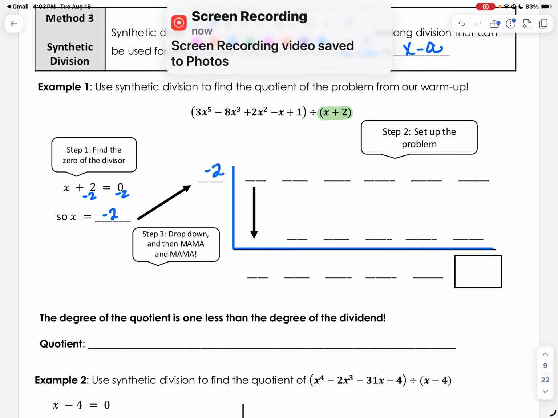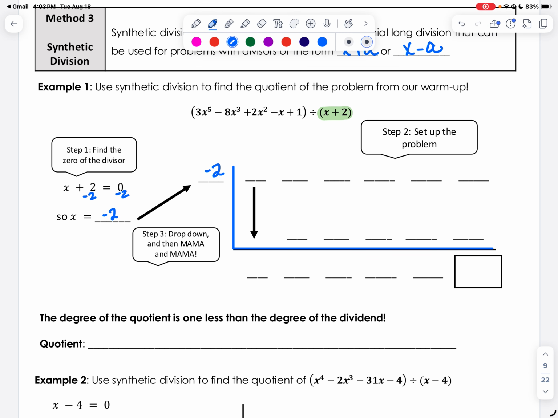And in the box, at the top, you're going to put your coefficients. So the coefficient for 3x to the 5 power is 3. So that would go first. Now, we're missing an x to the 4th term, so I'm going to have to fill in a 0 for the 0x to the 4th term. Then negative 8 for our x cubed term, positive 2 for our x squared term, negative 1 for our x term, and positive 1 for our constant term. All right. So step 2 was to set up the problem.